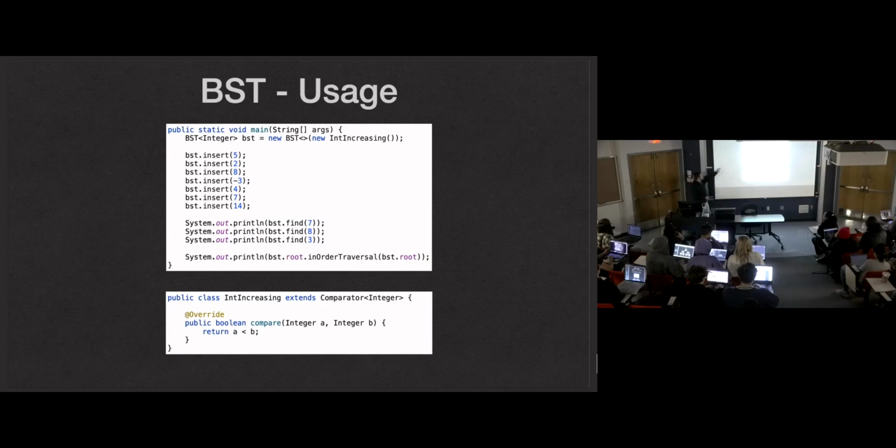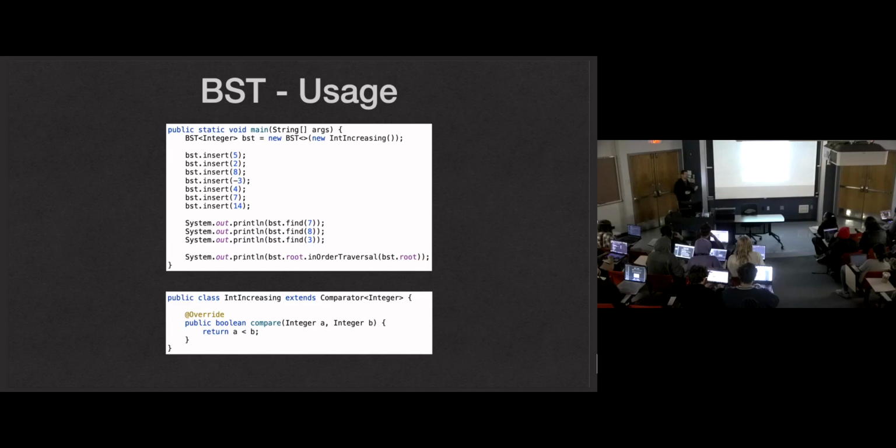And then we're going to insert all our values and then try to find 7 and 8. Those are in the BST, so we expect those to return true. Find 3. 3 is not in this BST, so that should be false, so we should get true, true, false. And we're going to run an in-order traversal on the root of the tree to visit all the nodes.